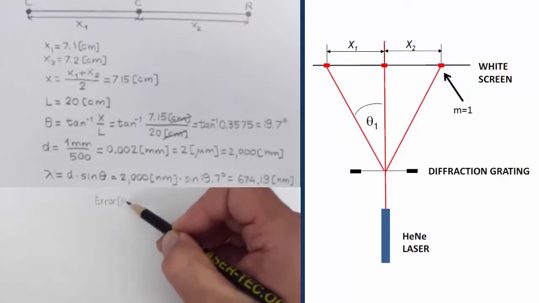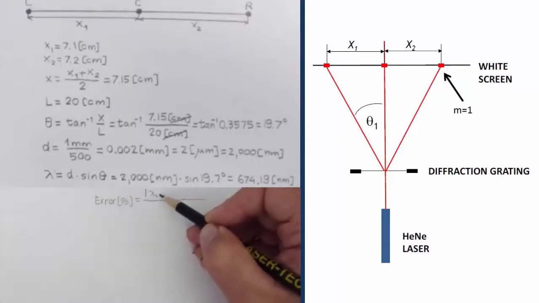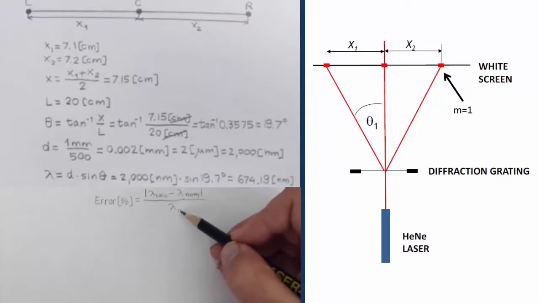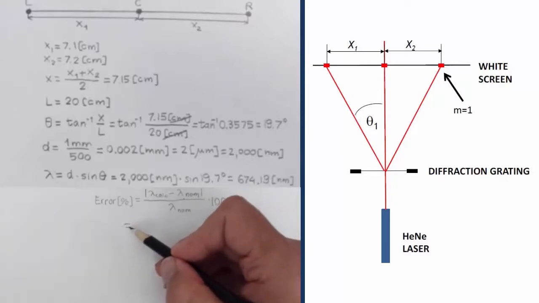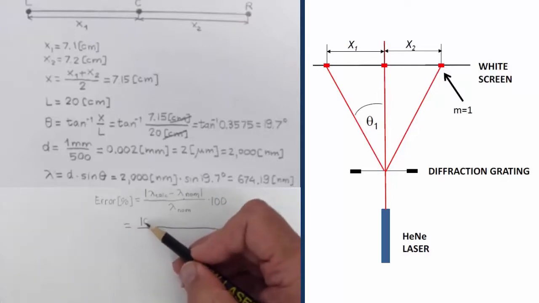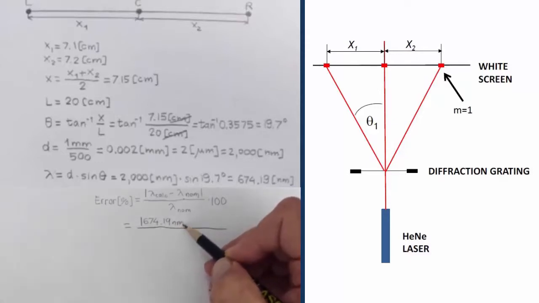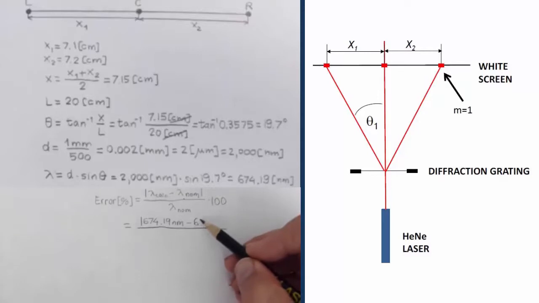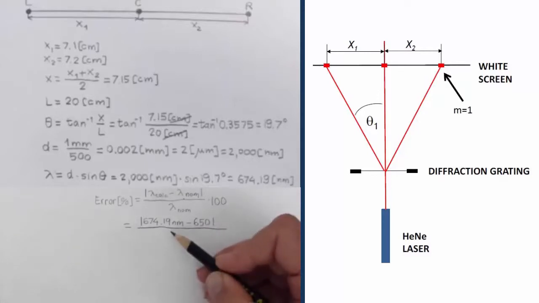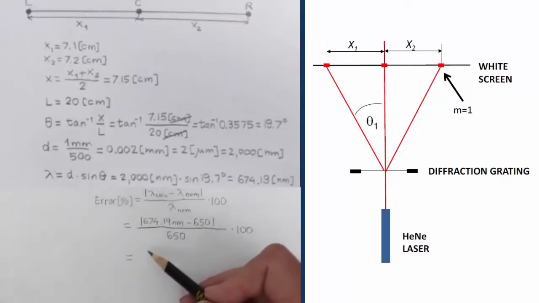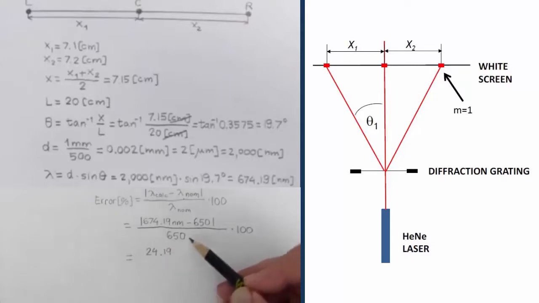So the error percentage is going to be equal to lambda calculated minus lambda nominal, absolute value, over lambda nominal times 100. So we can substitute for the values here. So for the lambda calculated, we have 674.19 nanometer minus nominal value of 650 over 650 times 100. So this ends up being 24.19 nanometer over 650 nanometer times 100.